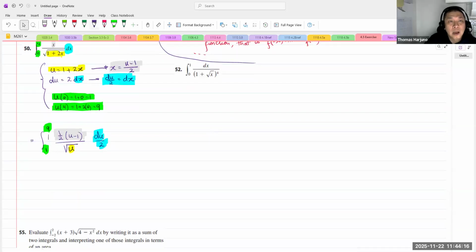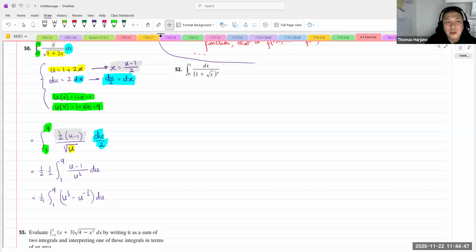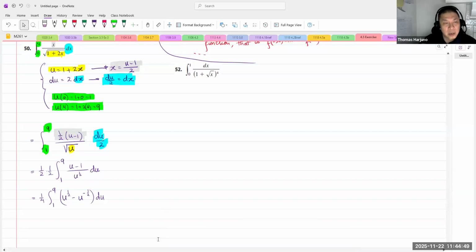Okay, so this becomes, let me rewrite them first. This 1/2 with another 1/2, I take it out. So the integral from 1 to 9 of (u minus 1) over u to the 1/2 du. So that's 1/4 integral from 1 to 9 of u to the 1/2 minus u to the -1/2 du. I think you can just integrate it from there yourself, right?